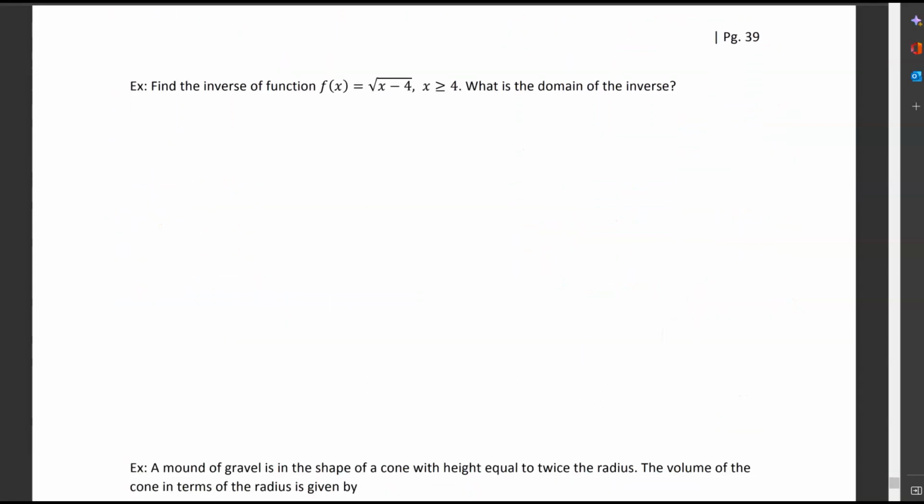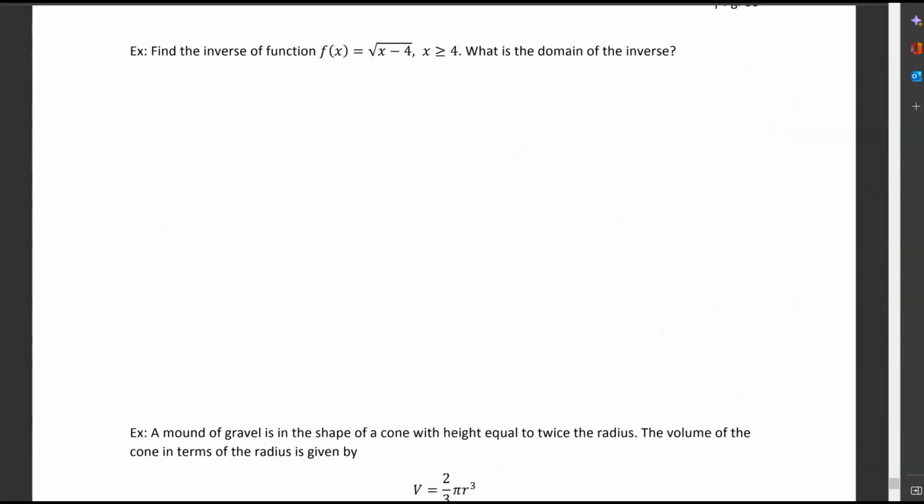All right, our next one: find the inverse function of f of x equals the square root of x minus 4. We're restricting it to x is greater than or equal to 4. What is the domain of the inverse? So let's go ahead and try this one out. If our function is the square root of x minus 4, our domain here is going to be x is greater than or equal to 4. So we're going to go from 4 to infinity.